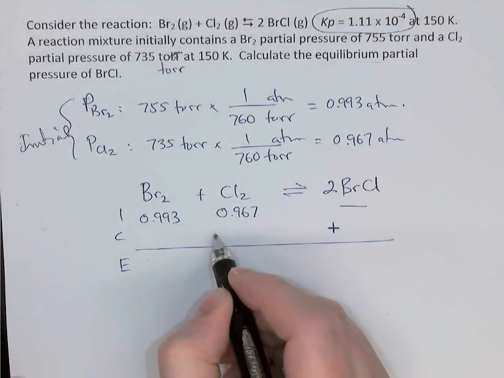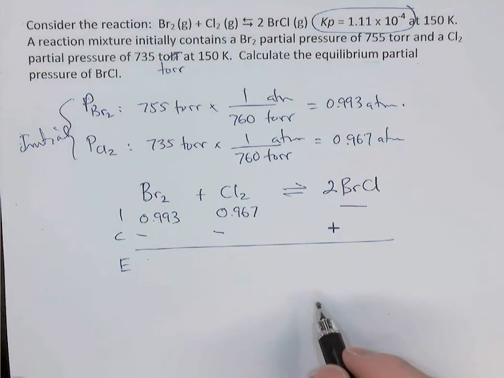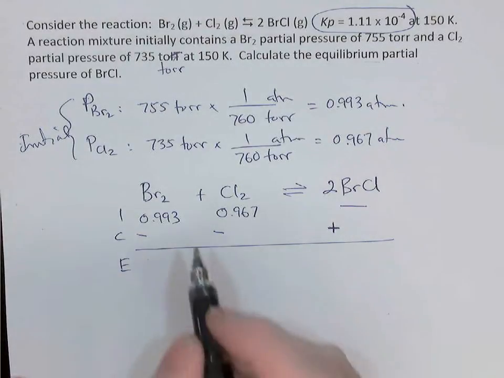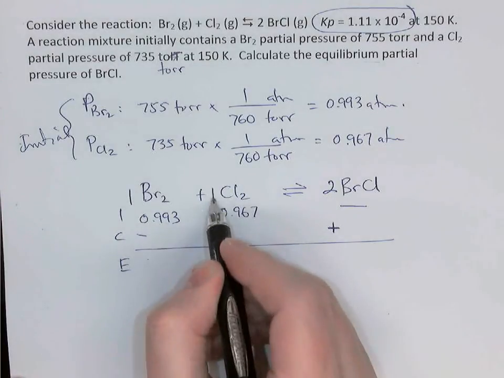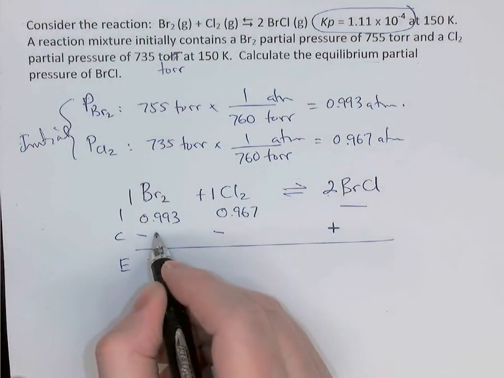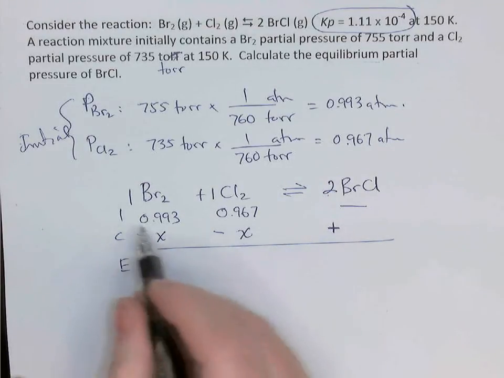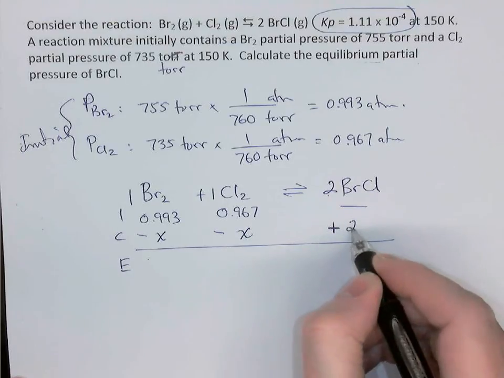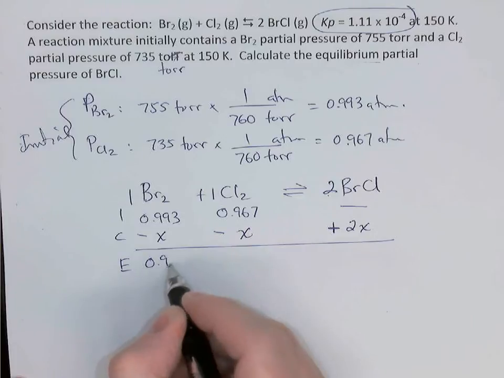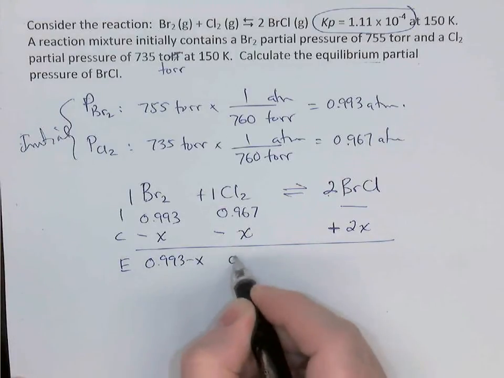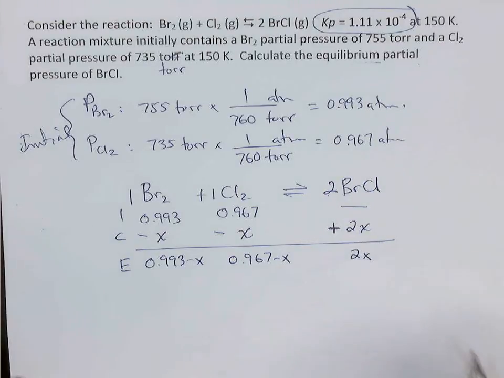And so this reaction, like before, is going forwards, so minus minus plus. Things on one side are increasing, things on the other side of the equation are decreasing. The coefficients are 1 to 1 to 2, so we'll say this guy loses x, 1x. This will lose the same amount, 1 to 1 ratio, and then this will gain twice as much, 2x. So at equilibrium we have 0.993 take away x, we have 0.967 take away x, and we have 2x.